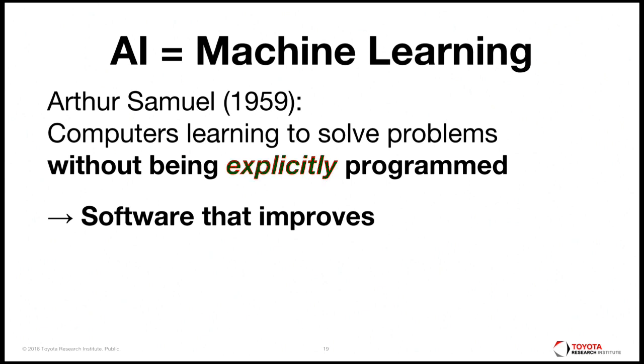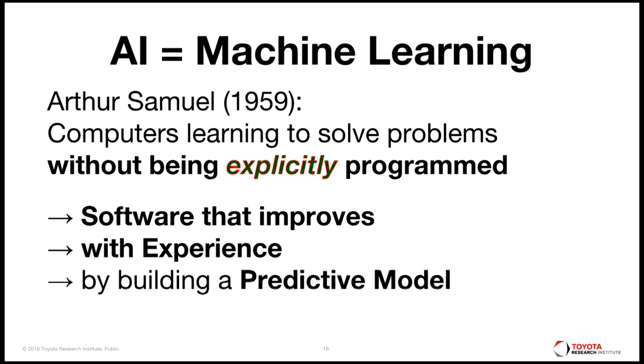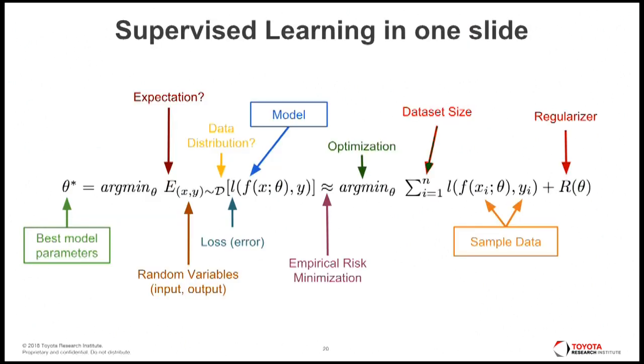Basically it's software, not magic. It's software that improves with experience by building a predictive model from sample data. I basically just translated a formal mathematical definition that Tom Mitchell has been using. So that's the overarching definition of machine learning, and what we call AI today is machine learning.